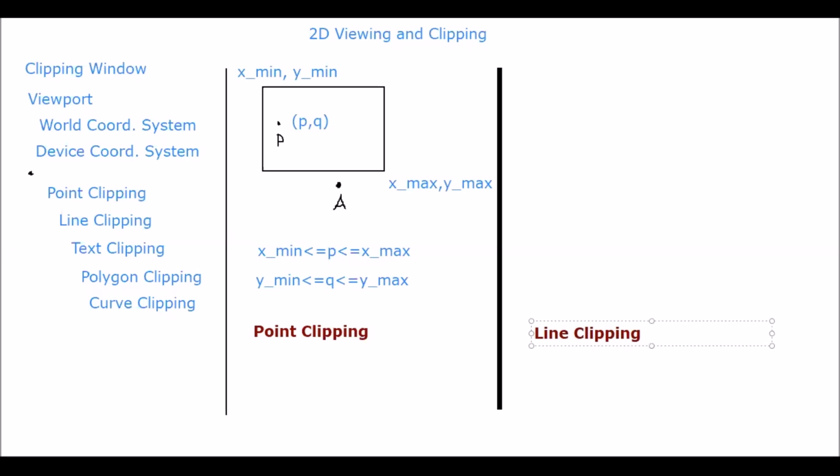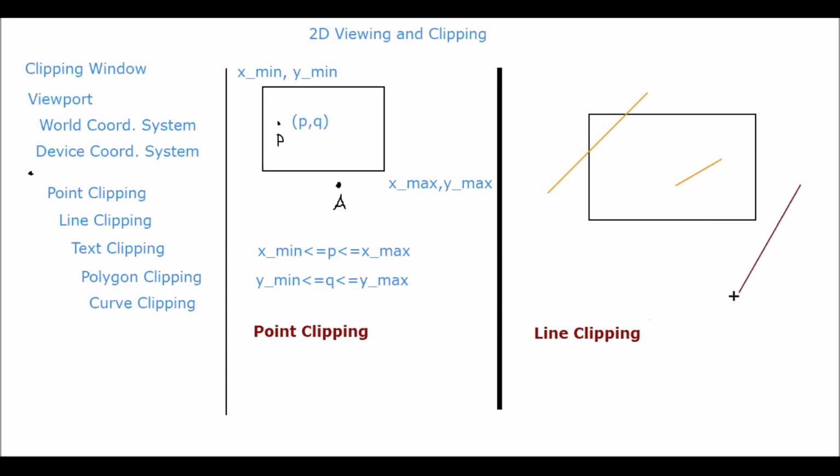So in line clipping, suppose I have the clip window, and there are some random lines which have been drawn in different directions, like this, and similarly some other lines like this.